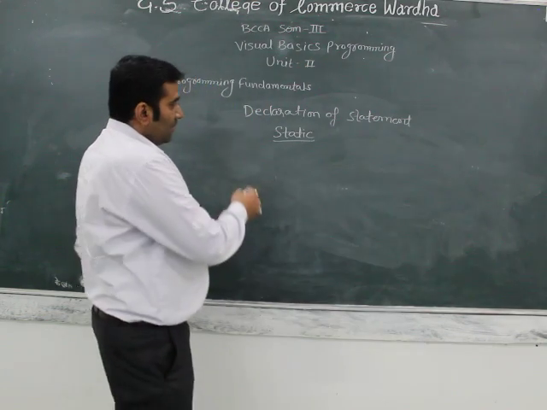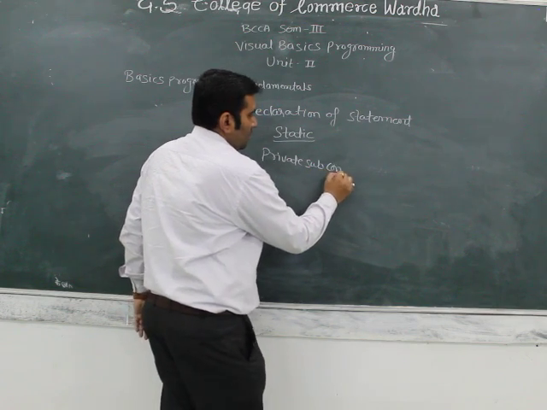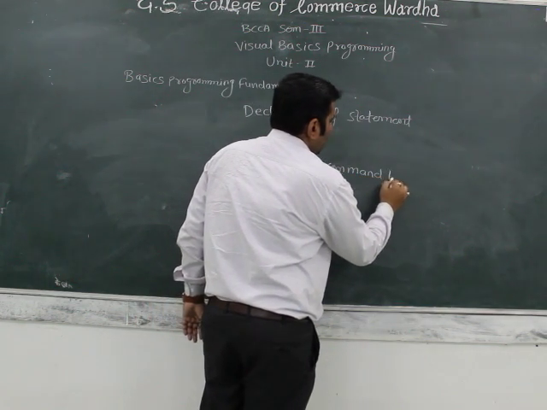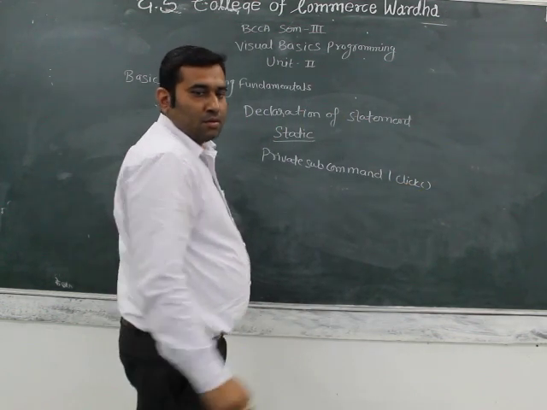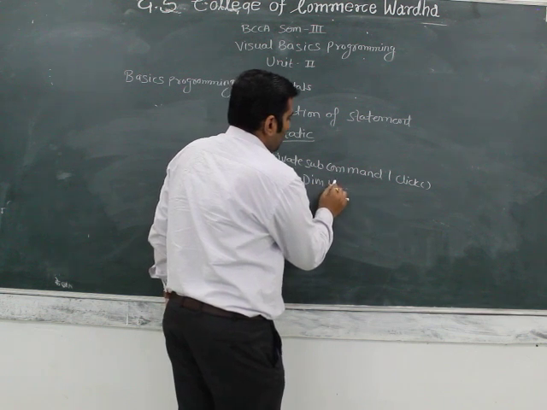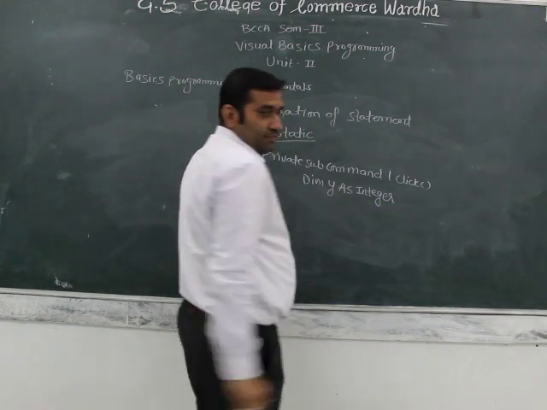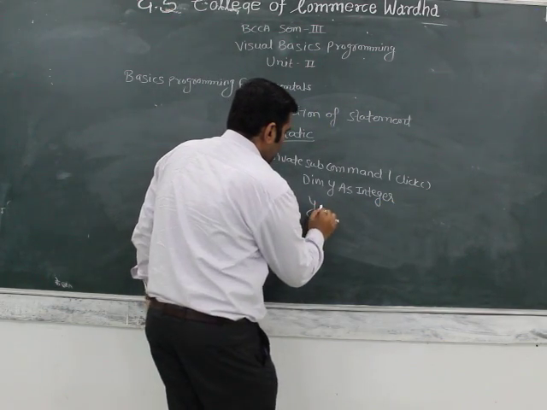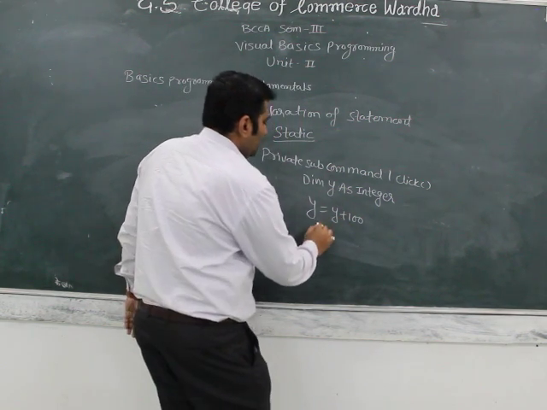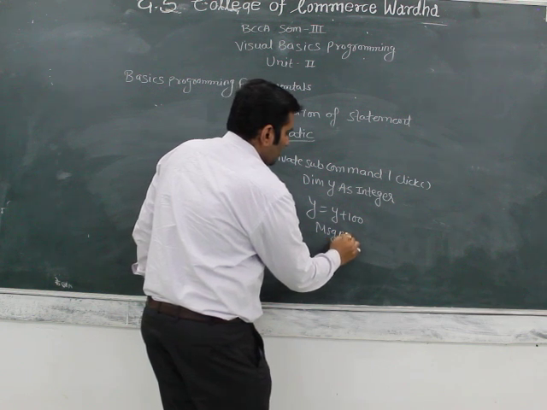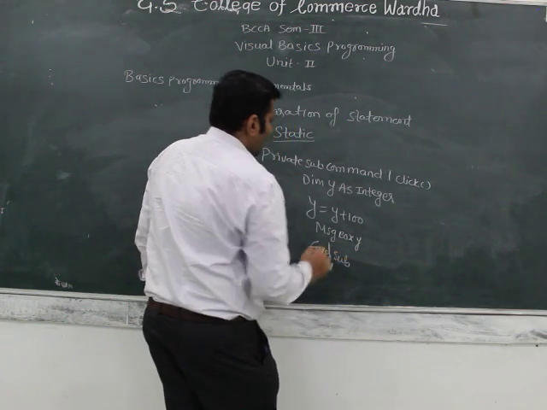Firstly, declare as private sub command 1 click, dim y as integer, y equal to y plus 100, and in the message box y, and then enter.